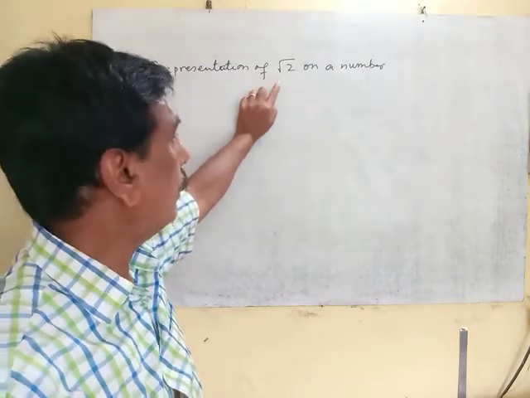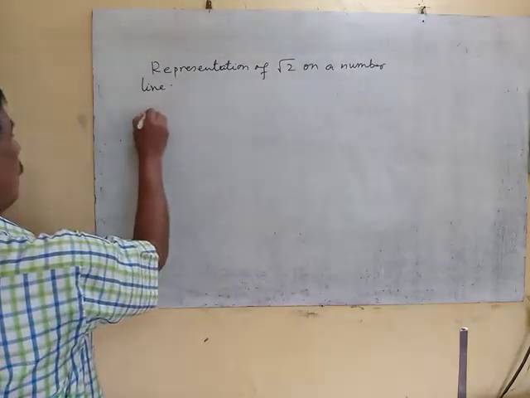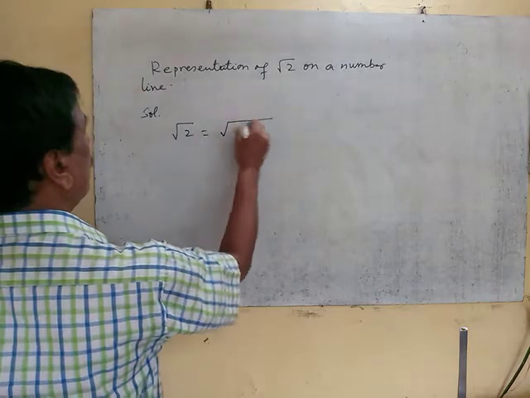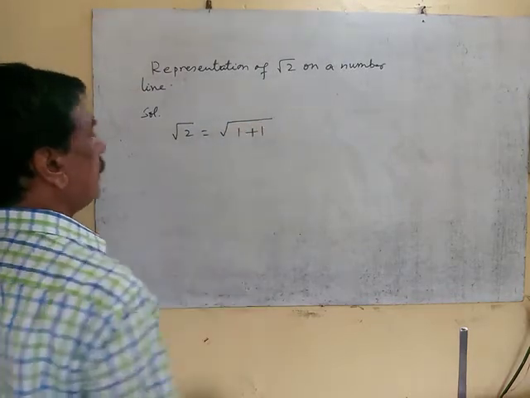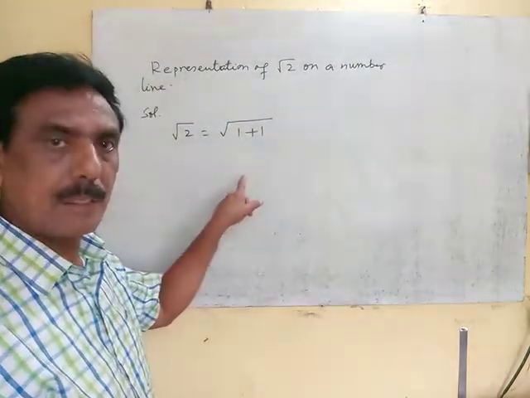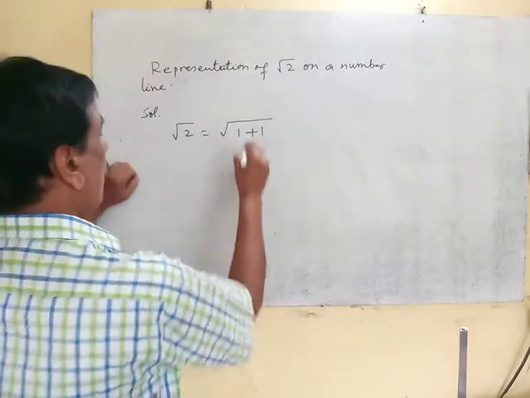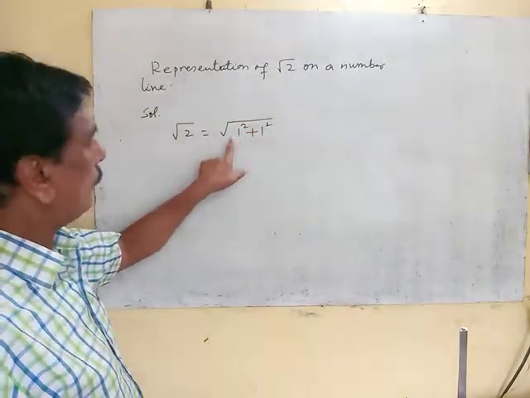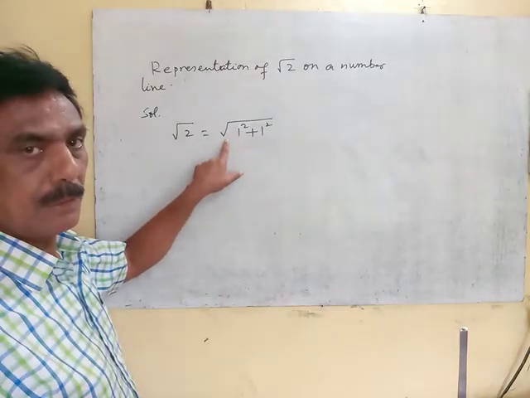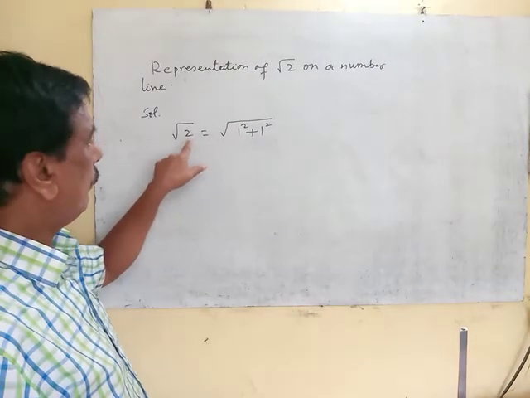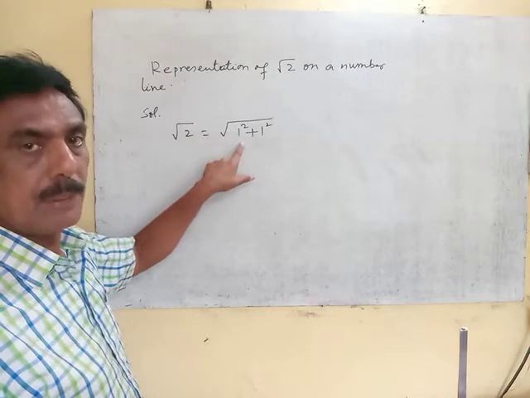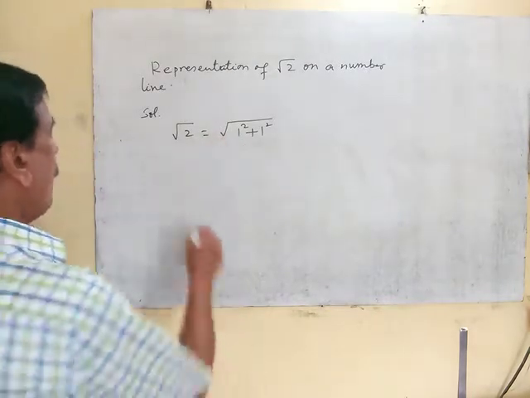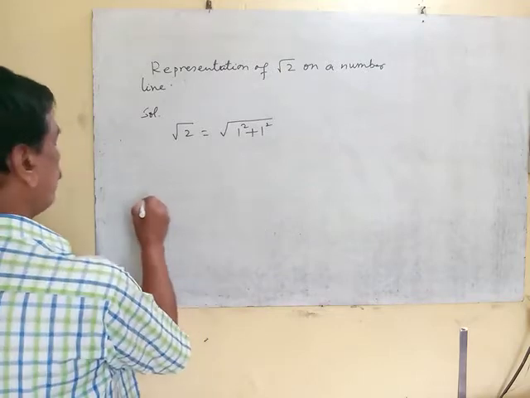So first of all, we can write root 2 like this. Is it okay? 1 plus 1. Can it be written? Yes, it can be written like this. So put a square here. Still it is 1, 1. It is root 2. This is the Pythagorean triplet we can write.